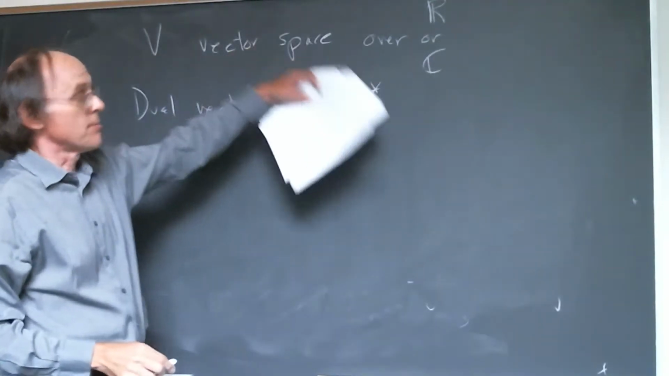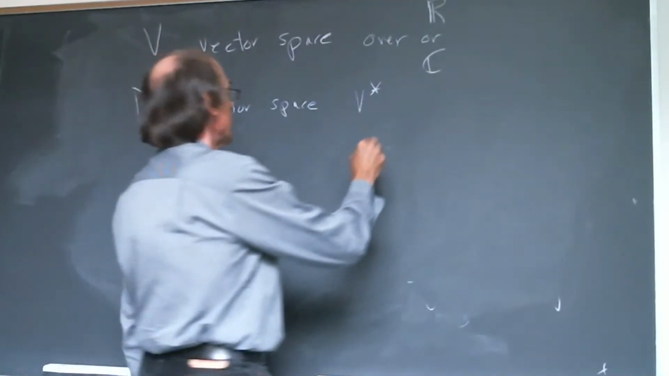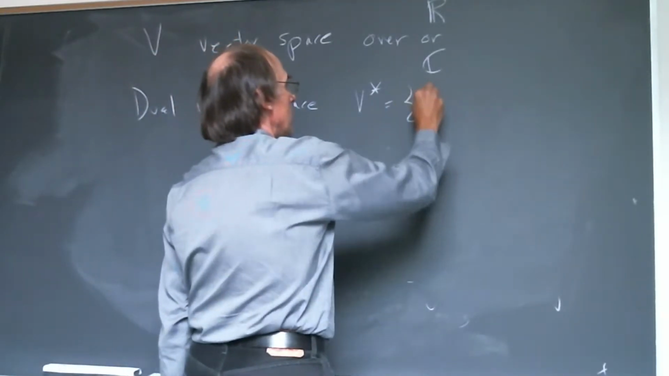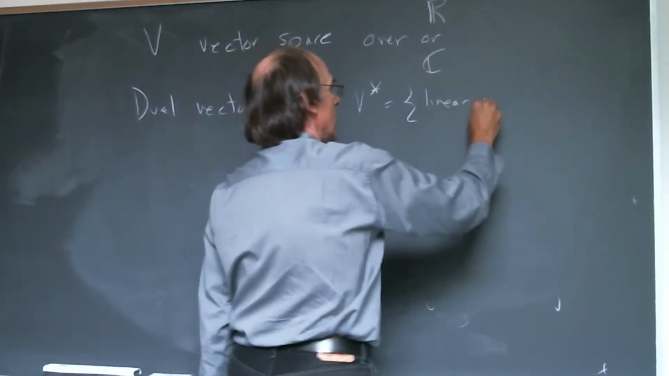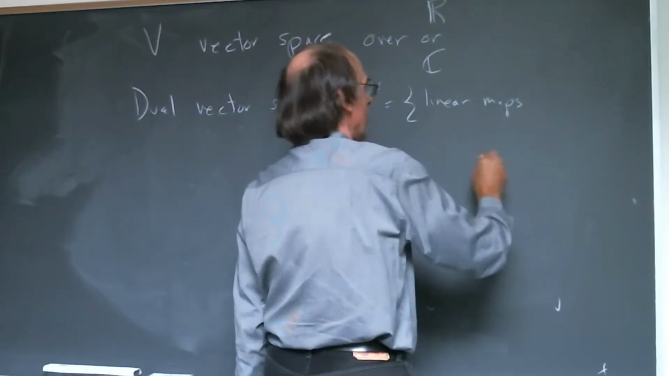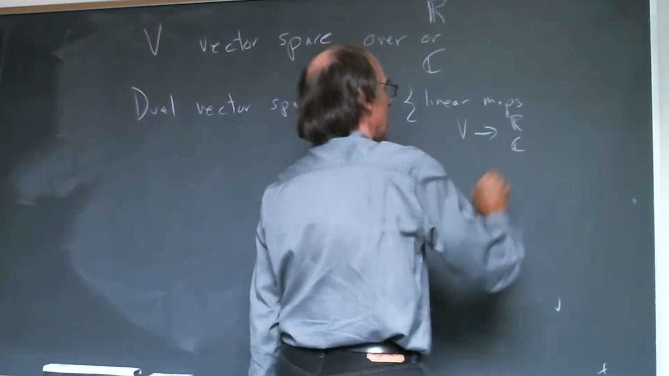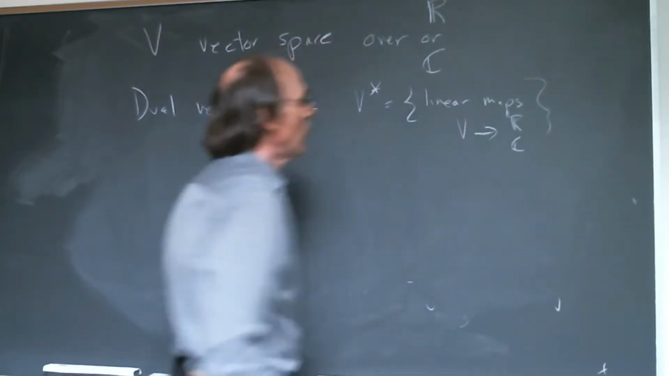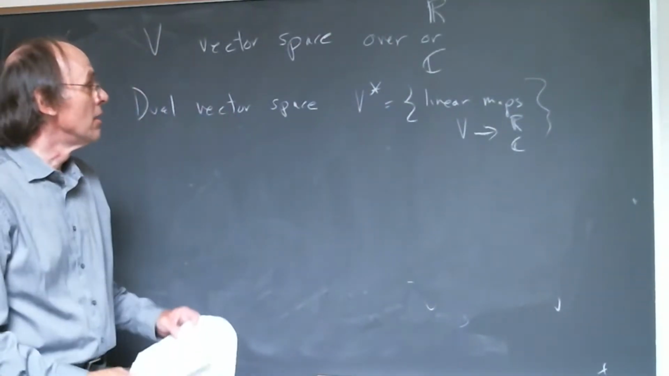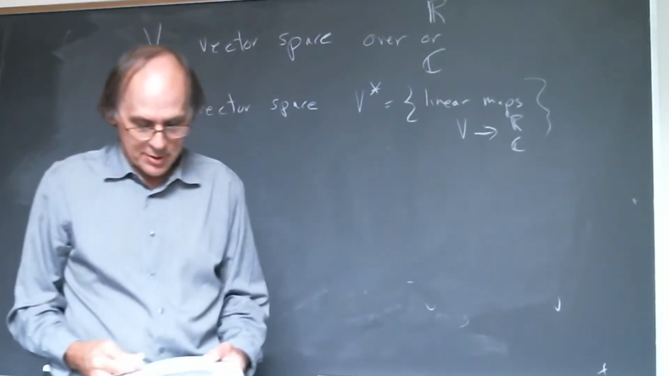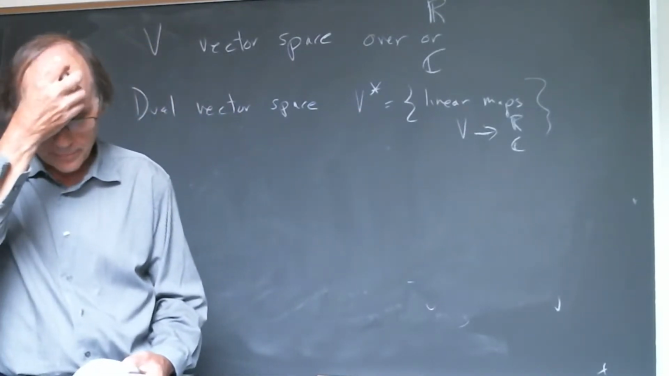If somebody gives you a vector space, the dual space is a set of linear maps from V to either the real numbers or the complex numbers, depending upon which it is. Okay. So this is the abstract way of thinking about it.